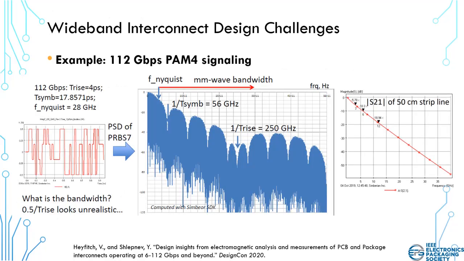So when we look at something like 112 gigabit per second PAM4 signaling, here you can obviously see the power spectral density is spread out over a very broad range of frequencies. The Nyquist frequency is much smaller than 1 over the rise time. So where you cut off the bandwidth is a bit arbitrary here. I think you could certainly say that it's limited by the receiver. You could essentially put it wherever you like.